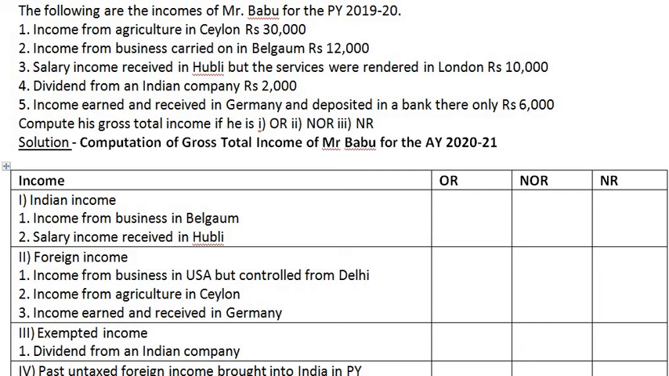Fourth, dividend from an Indian company, rupees 2,000. Dividend from an Indian company is exempted from tax. Therefore, we are taking it in the third category of income, that is exempted incomes. Fifth and the last one, income earned and received in Germany and deposited in a bank there only. Here the income is earned in Germany, received in Germany, deposited in a bank in Germany itself. Therefore, this is completely a foreign income, and foreign income is taxed only in one hand.